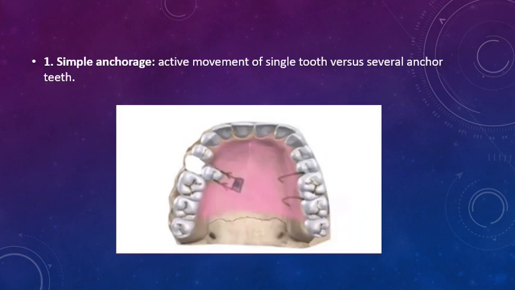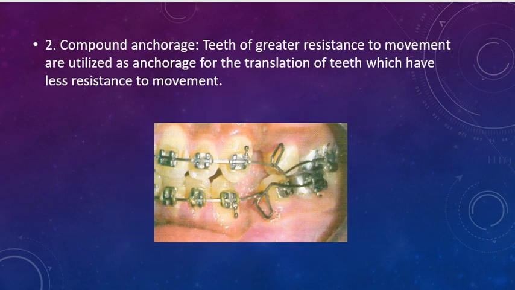In simple anchorage, active movement of one tooth against several anchored teeth is seen. In compound anchorage, the lesser resistance teeth are moved against greater resistance teeth, and the number of teeth are also greater here.